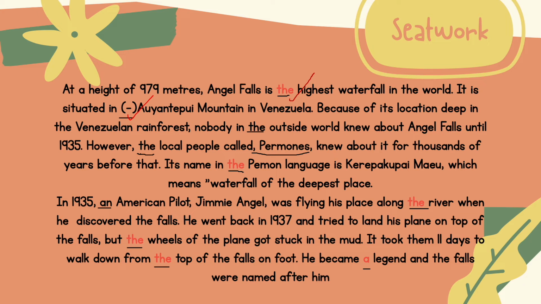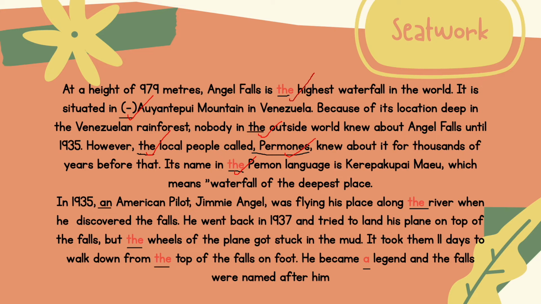Because of its location deep in the Venezuelan rainforest, nobody in the outside world knew about Angel Falls until 1935. However, the local people called Pemon, we have no articles here because it's a proper name, knew about it for thousands of years before that. Its name in the Pemon language is Kerepakupai Merú, which means waterfall of the deepest place.